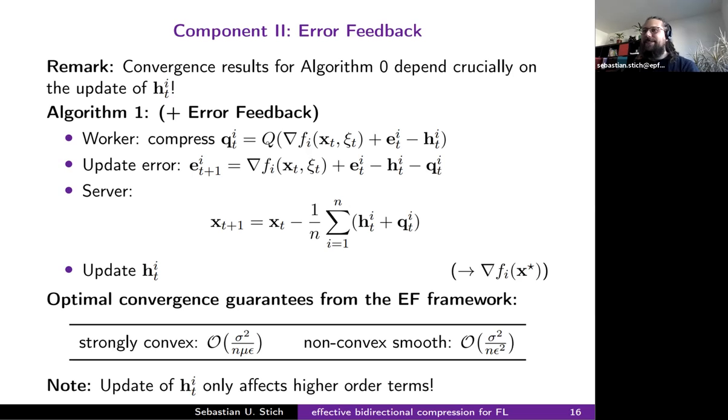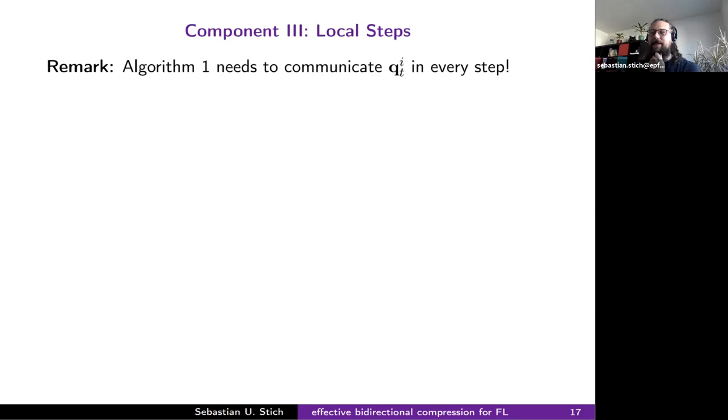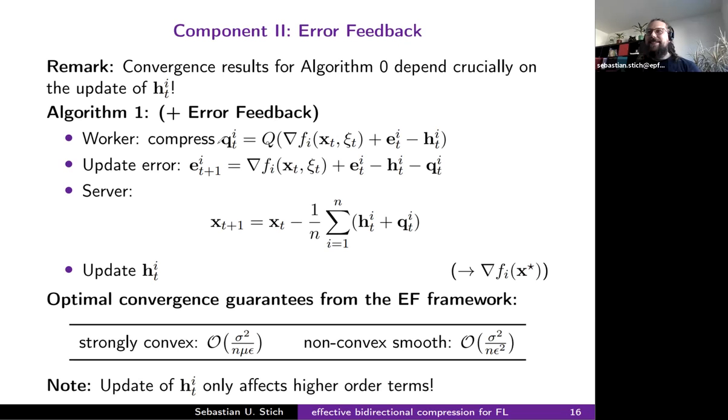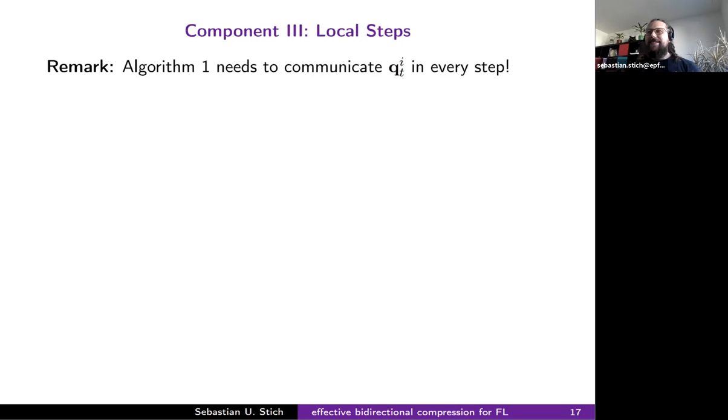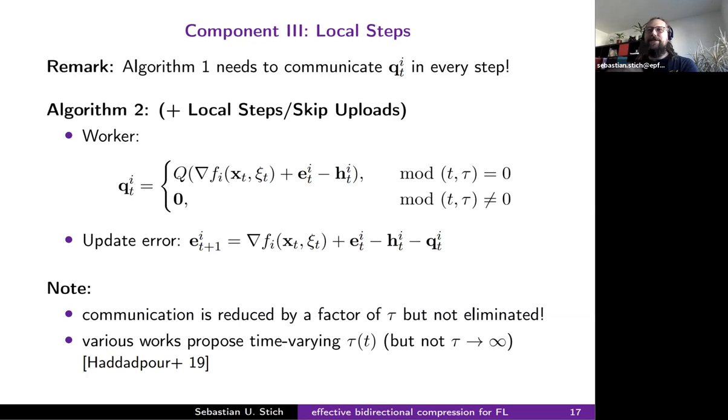So that's nice, but somehow we still need to communicate a lot, even if we have error feedback. Why? Well, every iteration I've written down, we compress something, send it to the server, and the server is doing something with it. So that's another idea that's also not new in this paper. What we could do, for instance, is local steps. So instead of communicating every round, the workers can just skip the updates for some fixed period of time or a fixed number of iterations.